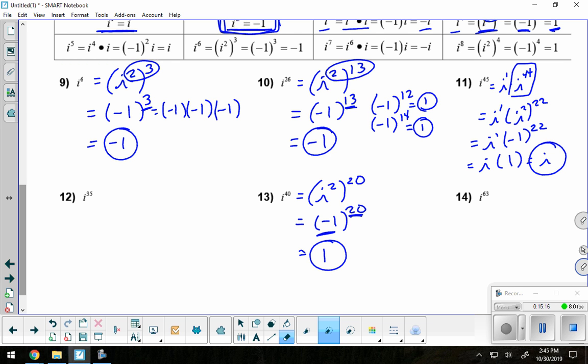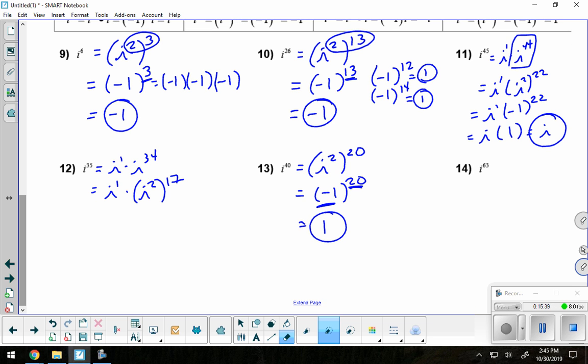Okay, so same thing for number 12. Force this to be an even exponent first. How do we do that? Just take out 1i. So now you've got 34. Okay, break down now the even exponent the same way we just did the other 4 problems. So you're going to keep that i to the first in front, but break this down into i squared to the 17th, because 2 times 17 is 34. Again, replace the i squared. Keep that i in front, but replace this with negative 1 to the 17th. Okay, now evaluate what is negative 1 to the 17th. Well, that's going to be negative 1 this time because it's an odd exponent, which just gives me negative 1i as my solution.